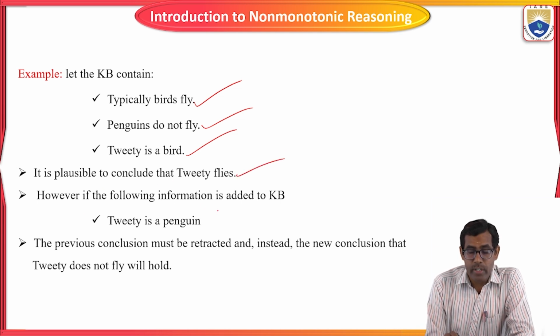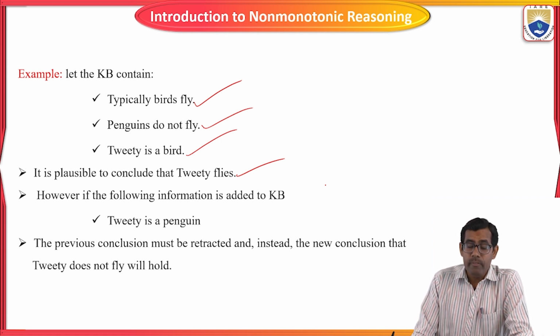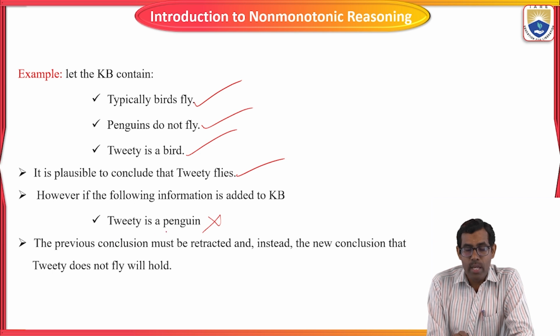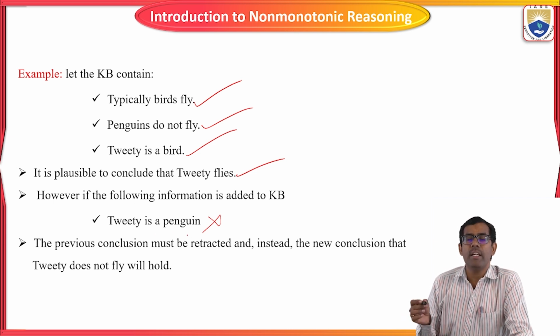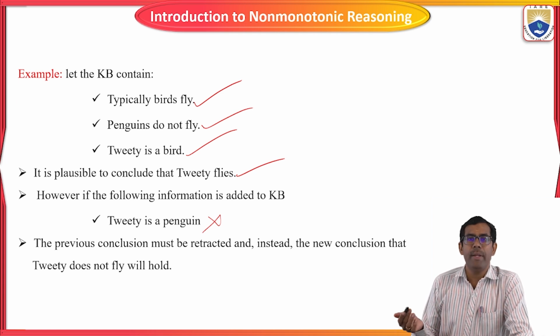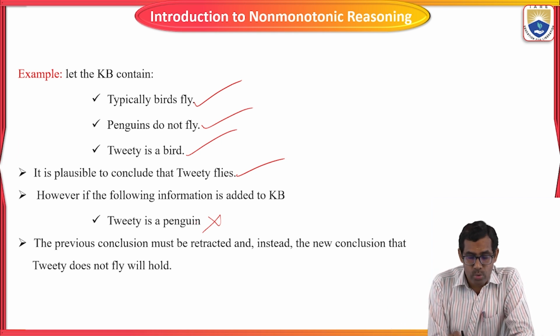Okay, however, if the following information is added to the knowledge base, right? Here this one is a wrong statement: Tweety is a penguin. Because we were already given the statement that Tweety is a bird, the real fact is Tweety is a bird. We can't tell that Tweety is a penguin. A penguin is one type of animal that lives in the water. So this one is wrong.